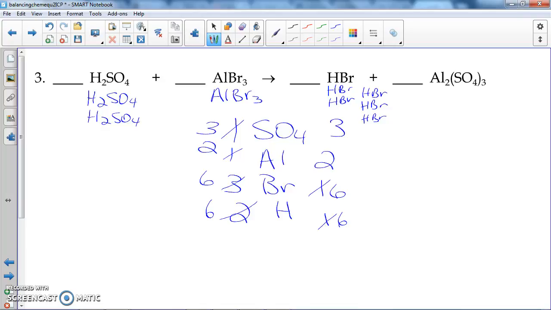Now we're going to add our coefficients. 3 here because there's 3 of them. Okay, 2 AlBr3s because there's a total of 2 of them. And then 6 HBrs because there's 6 of them. And then the Al2(SO4)3 would stay a blank or a 1.